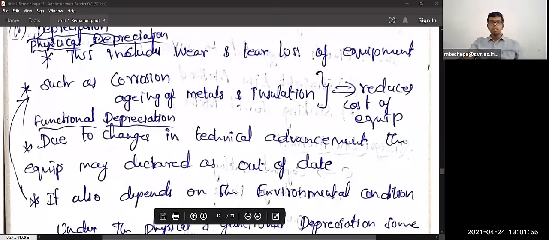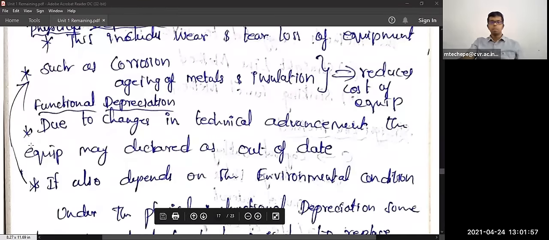Then functional depreciation. Coming to functional depreciation, due to changes in technical advancement, some equipment may be declared as out of date. Like I said, the warranty period will go out.